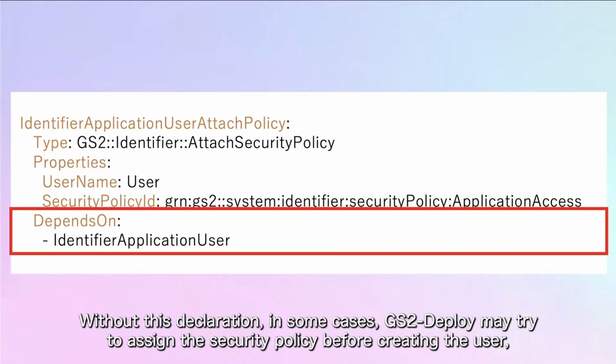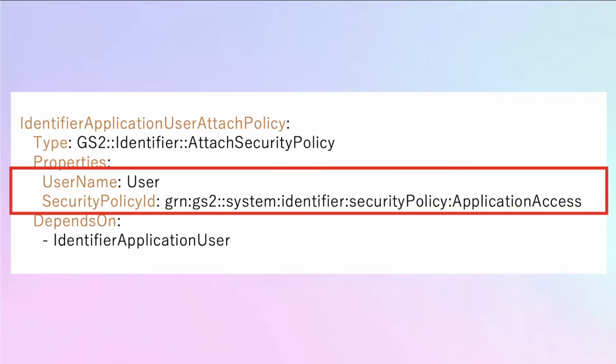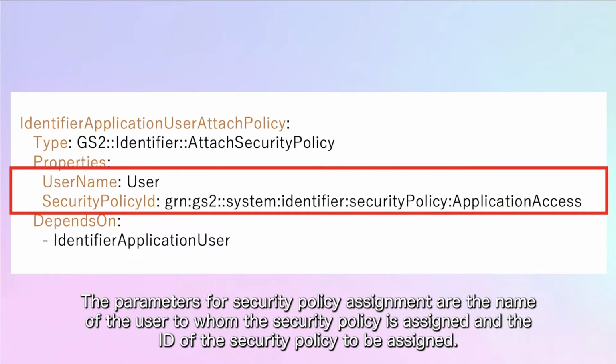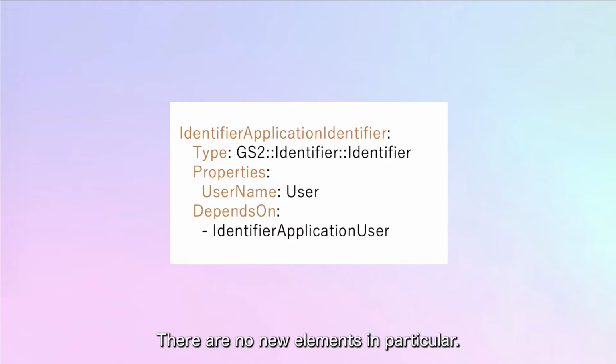Without this declaration, in some cases, GS2 deploy may try to assign the security policy before creating the user, and the deployment may stop because the assignment failed because the user does not exist. The parameters for security policy assignment are the name of the user to whom the security policy is assigned and the ID of the security policy to be assigned. Finally, there is the resource declaration that issues the credentials for the user. There are no new elements in particular.